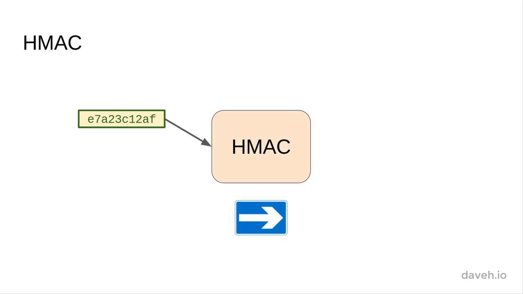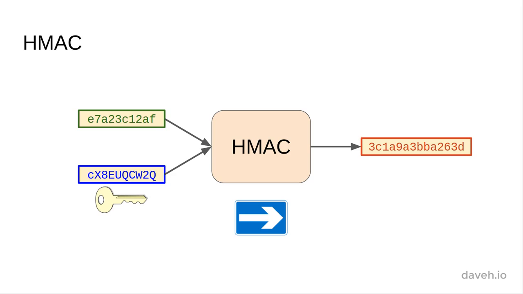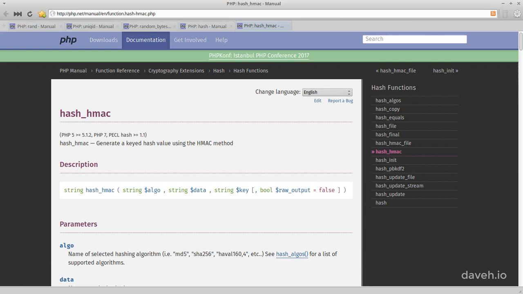We can make this even more secure, however, by using a hash-based message authentication code, or HMAC. This is similar to what we saw when using salted hashes when storing passwords. HMAC combines the input string with a secret key, but in a much deeper way than with a salt, to create a much stronger hash value that is less likely to be tampered with. And in PHP, we have the hash HMAC function for this.